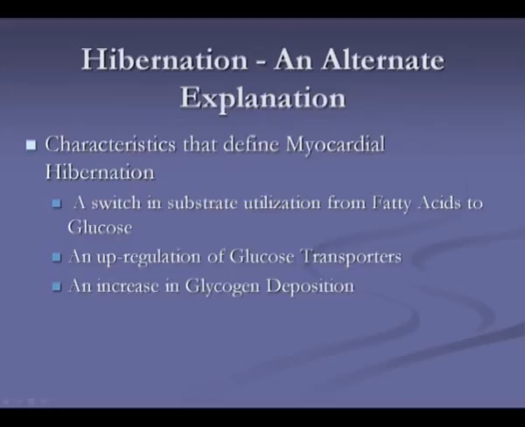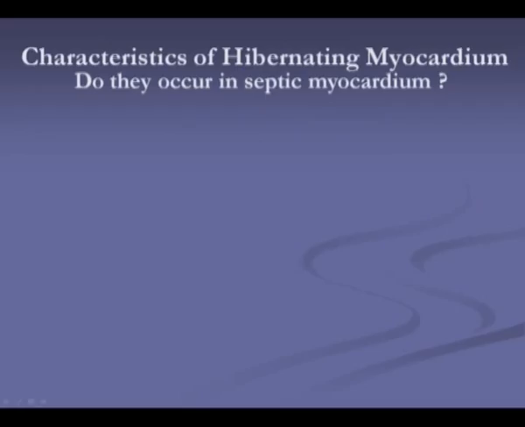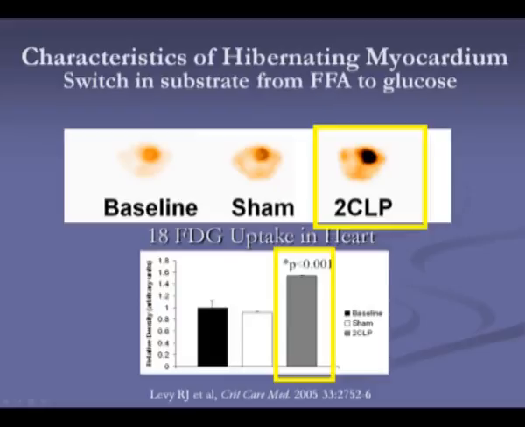What are the characteristics that define myocardial hibernation in the setting of myocardial infarction? Well, there's a switch in substrate utilization from fatty acids, which heart normally burns, to glucose. There's an upregulation of glucose transporters to make glucose useful. This allows anaerobic respiration, and an increase in glycogen deposition. Do these things occur in septic myocardium? Well, the answer is, indeed they do.